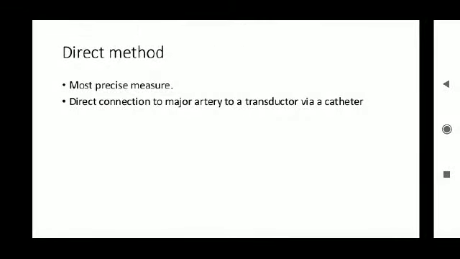Coming to the direct method, it is the most precise measure. It has a direct connection to a major artery to a transducer via a catheter.